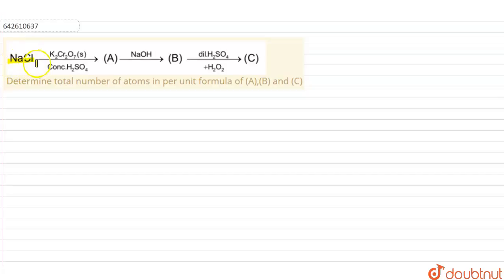Hello students, let's start the question. So we have been given NaCl, which would be reacting with K2Cr2O7 and concentrated H2SO4 to give us A. A would be reacting with NaOH to give us B. And B would be reacting with dilute H2SO4 and hydrogen peroxide H2O2 to give us C. So we have to determine the total number of atoms per unit formula of A, B and C.